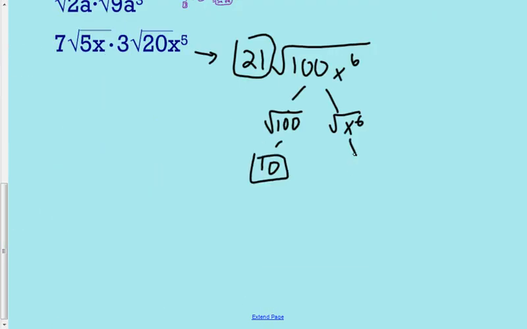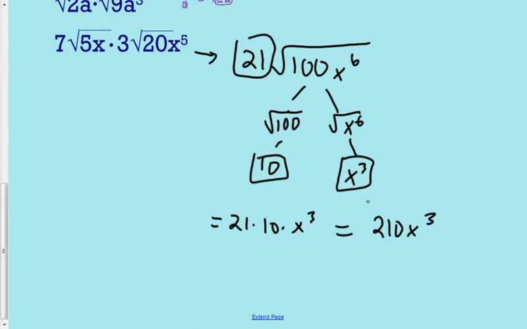And the square root of x to the sixth power is x to the third power, because x to the third times x to the third becomes x to the sixth. So there's nothing on the inside of a radical anymore. So our answer is just going to be 21 times 10 times x cubed, which equals 210 x cubed. And there it is.